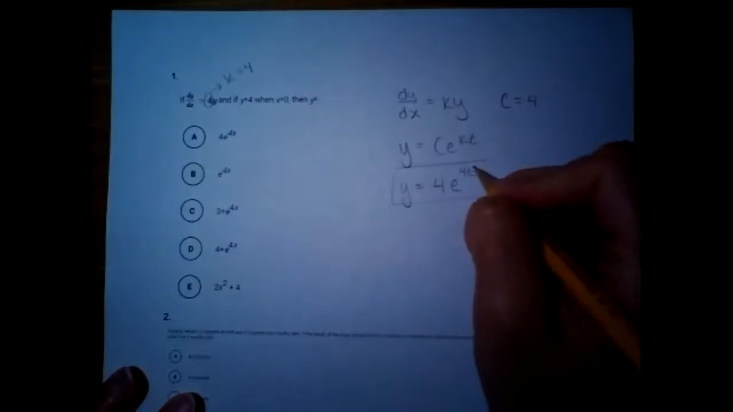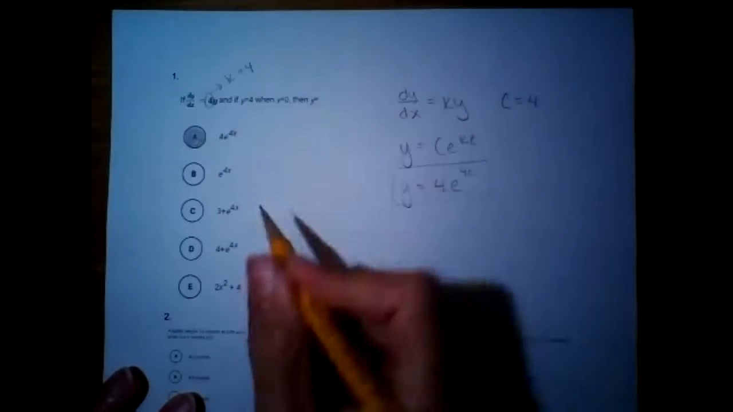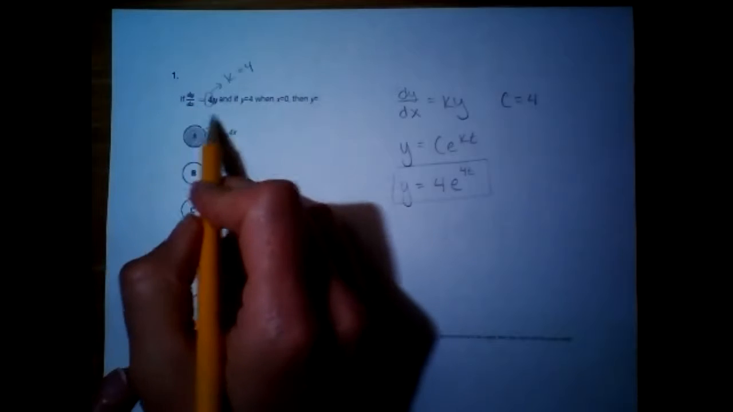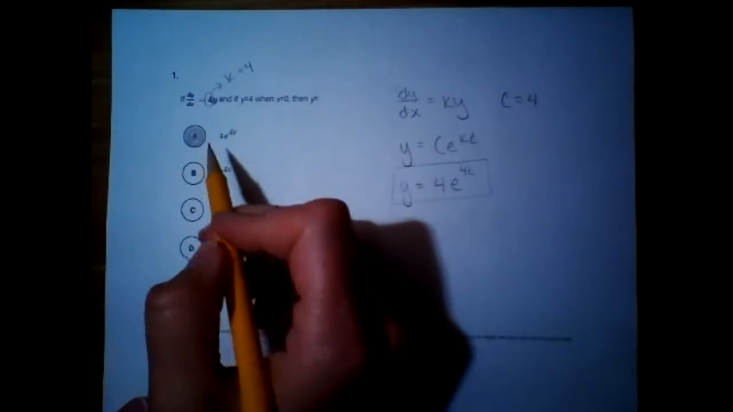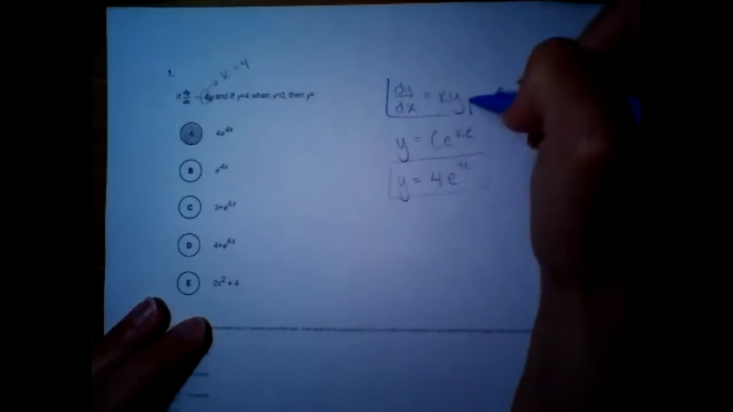Or I'm so used to putting t. They used x. 4e to the 4x. That one's a. The other thing you can do is actually just work out the differential equation. You can divide over the y, multiply over the x, do the antiderivatives, work it all out. But if you know these two pieces of information, then you can get it a lot faster.